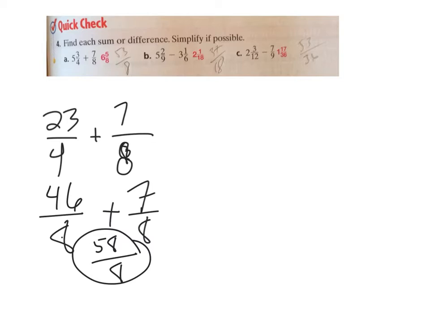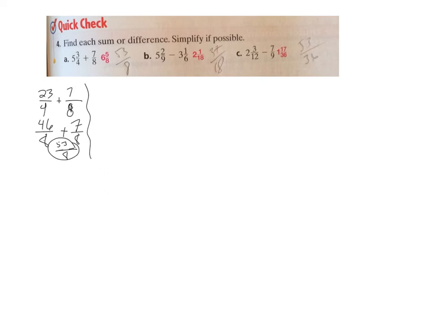You do, however, why did I write 58? It should be 53. There we go. But anyway, if it can be reduced, you should reduce it no matter what, even if it is left improper, but you don't have to in this case, because you can't reduce it. Okay, let me get this out of the way real quick here. Okay, so there's that one.